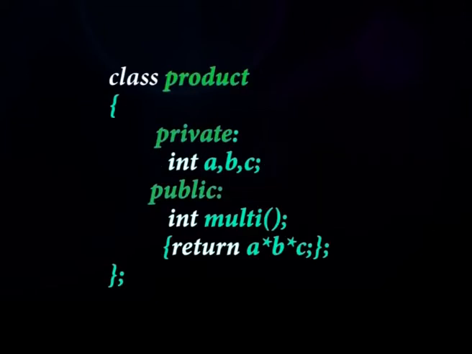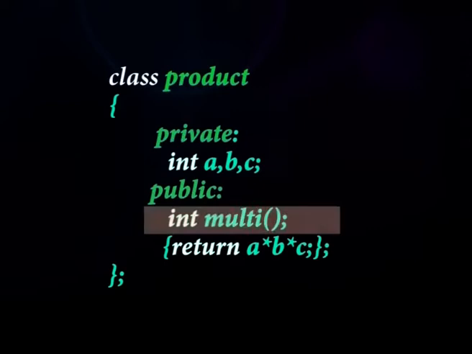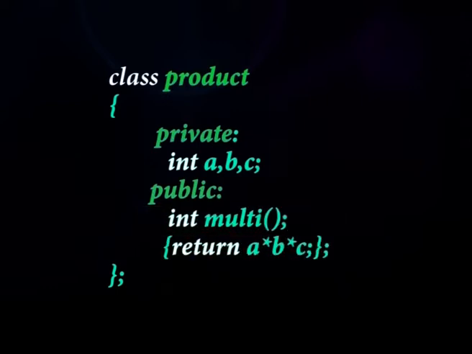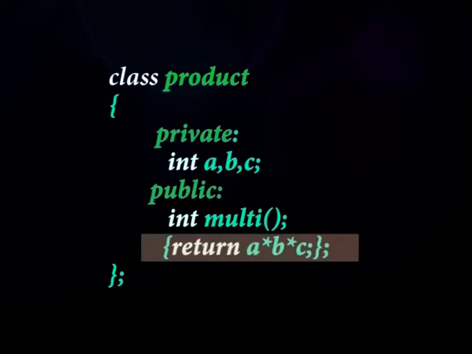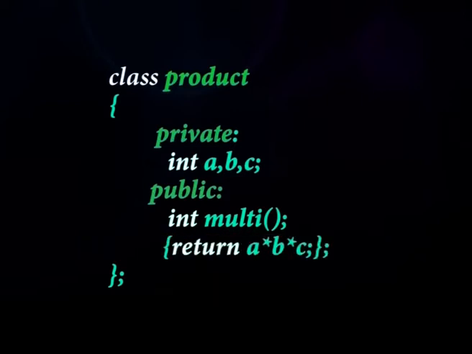This is a program to multiply three numbers. This is the inline member function multi. When the function multi is called in the following example, the data members A, B and C can be used in the body of multi.